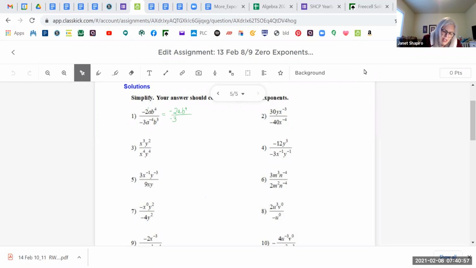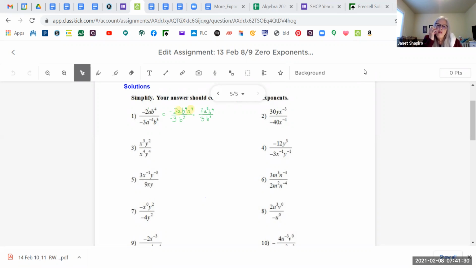In the denominator, I leave the -3. A to the -4 means it needs to go to the reciprocal place, so it belongs in the numerator, and then b to the 3rd. And then I will simplify all that. So a -2 divided by a -3 is positive 2 over 3. I will put all my a's together. A to the 1st times a to the 4th is a to the 5th. And I have b to the 4th, and in the denominator, I have b to the 3rd.